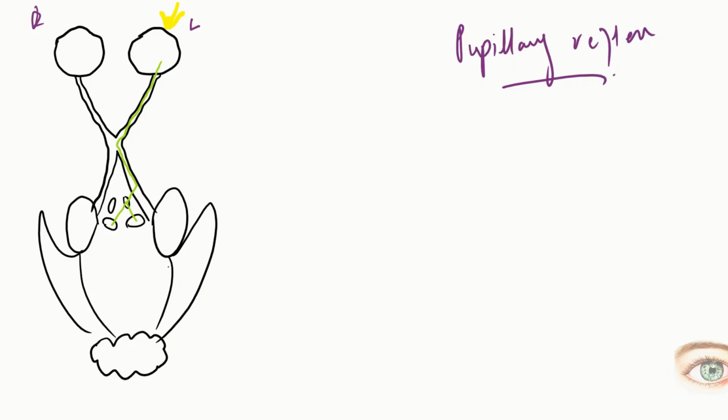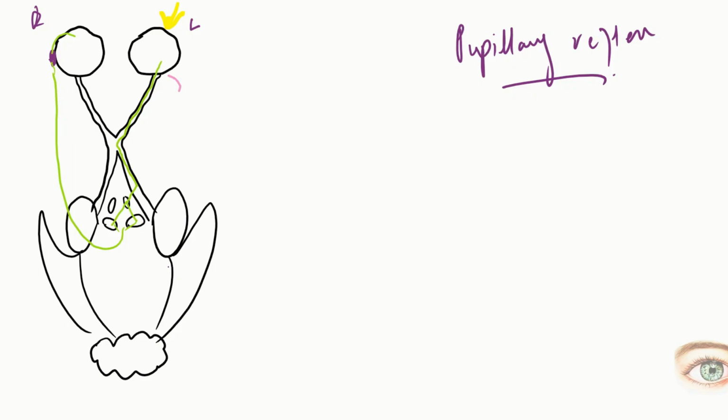Now, this Edinger-Westphal nucleus will carry this information to the ciliary ganglion, and from the ciliary ganglion, the short ciliary nerves actually will travel to the sphincter pupillae, and then the sphincter pupillae will act accordingly. It will cause pupil constriction.